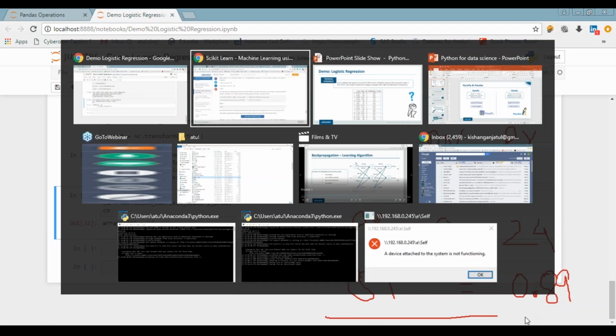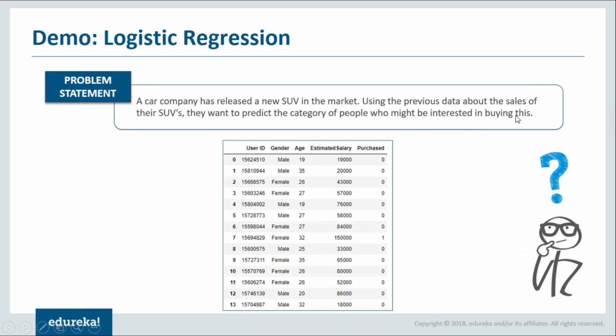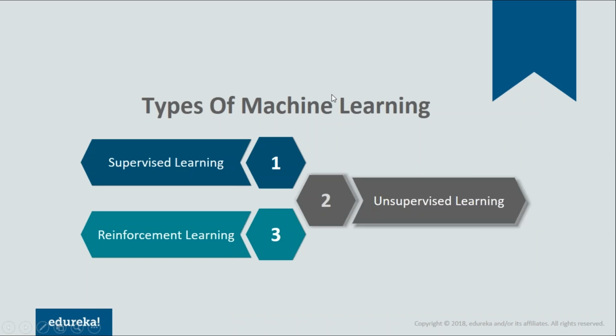Now let me go back to my presentation and let's see what else we have. I just first cleared this up. Alright. So we have understood what exactly logistic regression is. Now let us move ahead and understand the second type, which is unsupervised learning.